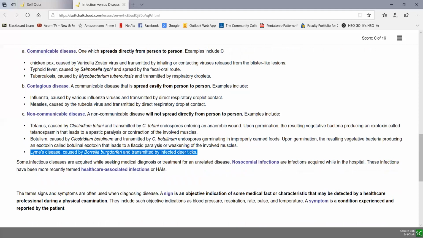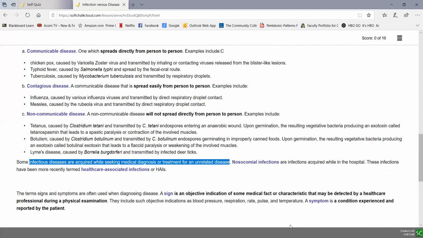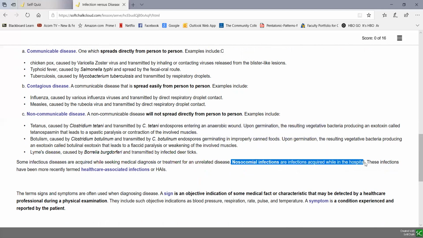Now, many infectious diseases are acquired while seeking medical diagnosis or treatment for unrelated diseases. And these have classically been called nosocomial infections, which refer to infections acquired while in the hospital. But of course, today we have many other places where one can seek medical treatment besides a hospital, from walk-in clinics to nursing homes or any other place where healthcare is administered. And so more frequently, these infections are being called healthcare-associated infections, or HAIs, where you get the infection as a result of seeking health care.